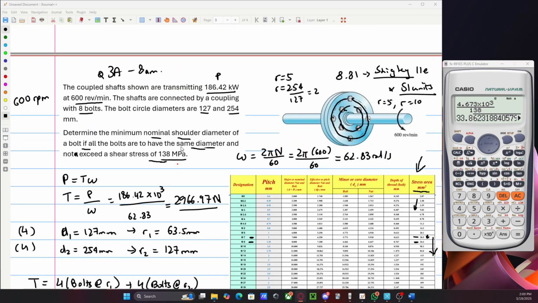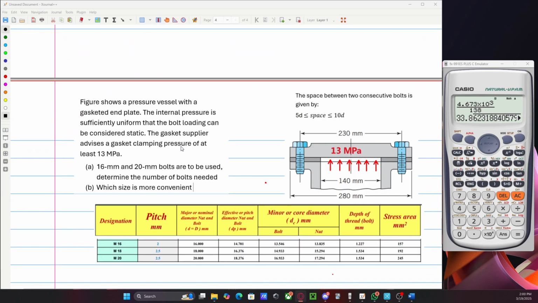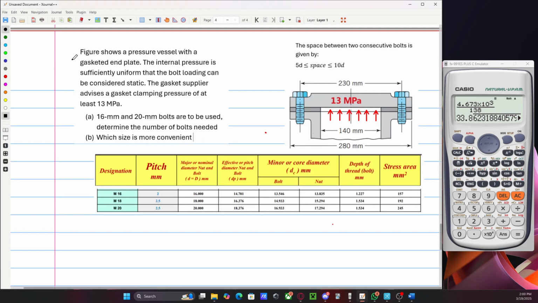So that is for quiz 3A. Now let's go on to quiz 3B. We're presented with a figure, and this also said 1.5. So the distance between the end and this has to be 1.5d.